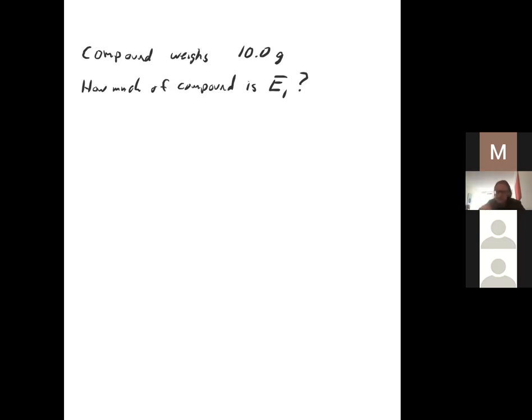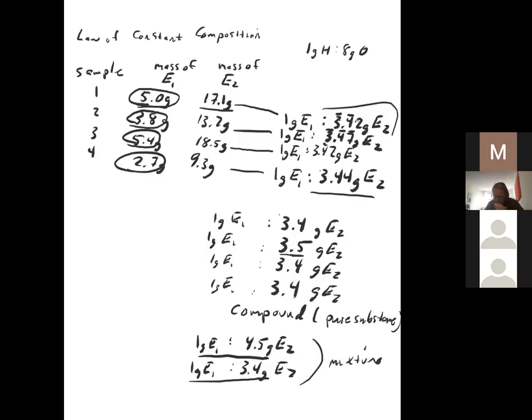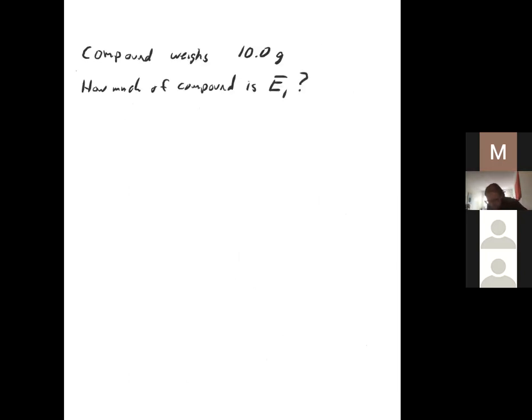So here's how you go about it. What you do is you come back to the calculation that you just did. Okay, the compound we just did, we found that the ratio is 1 to 3.4. It's 1 gram of element 1 for every 3.4 grams of element 2. Okay, so I'm going to write that down. 1 gram of element 1 for every 3.4 grams of element 2.